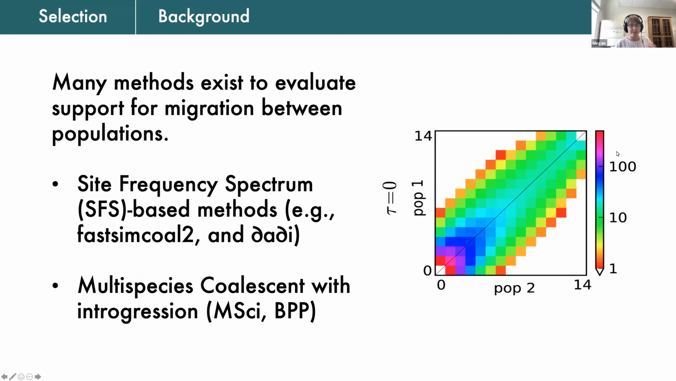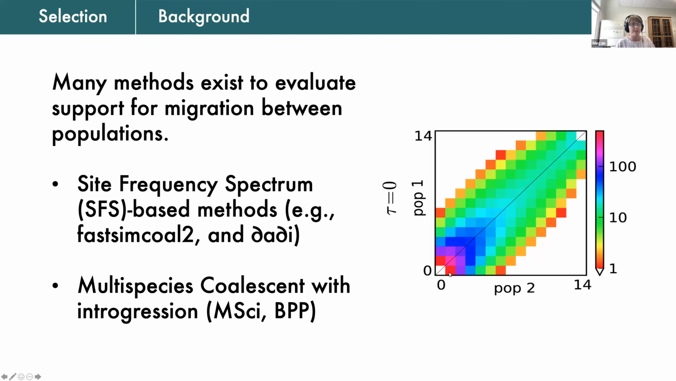So unsurprisingly, a lot of people want to do this, so there are lots of methods for doing this. And these methods include things like methods based on site frequency spectrum, like fastsimcoal2 and dadi. If you're not familiar with the site frequency spectrum, it's a summary of biallelic data. So if we take SNP data, we can count. So let's say we have a SNP and there are two alleles. We can count how many times the minor allele occurs in each population and use that to summarize the data.